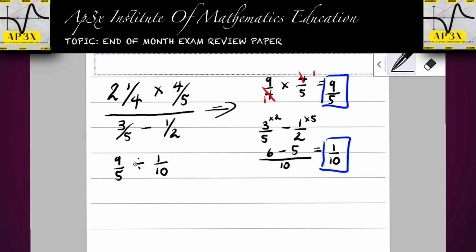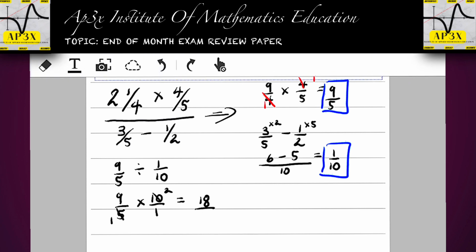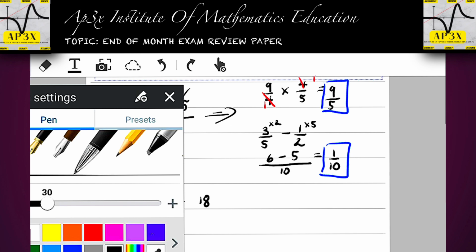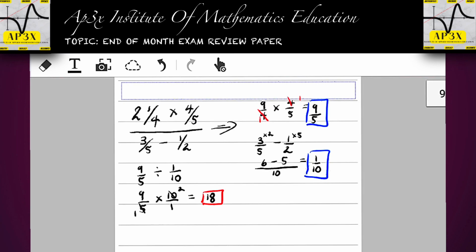So therefore, instead of dividing, we're going to multiply 9 over 5 by the reciprocal of 1 over 10, which is in fact 10, so that's 10 over 1. We're going to say 5 into itself one time and 5 into 10 twice. Therefore our final result here is 9 times 2, which is 18. If you want to write 18 over 1, that's also fine, but 18 over 1 is in fact 18. And this gives us our final result for question 1.